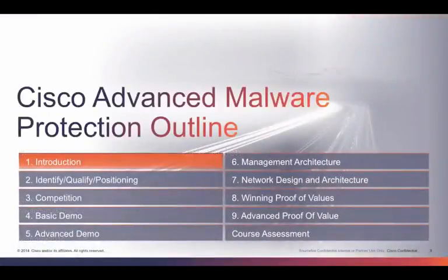This course is divided into 9 modules. This is Module 1, the Introduction. The other modules will take us through identifying and qualifying opportunities, the competition that you're going to face out in the field, some demonstration techniques, the architecture and design of the solution, which will allow us to set up successful proofs of value. At the end of each of these modules, you'll be asked to take a short 15 to 20 question exam.